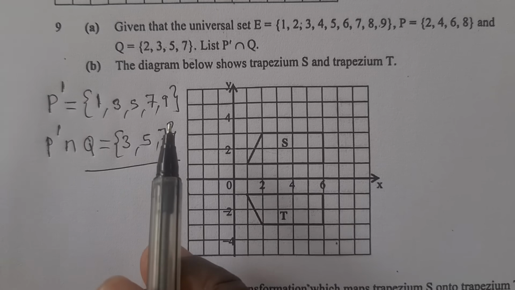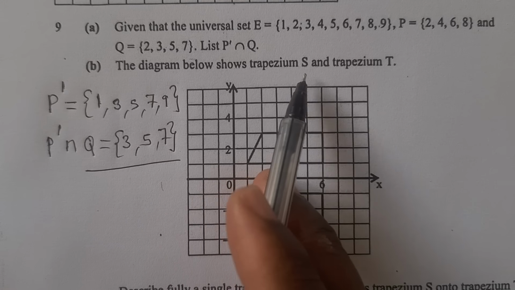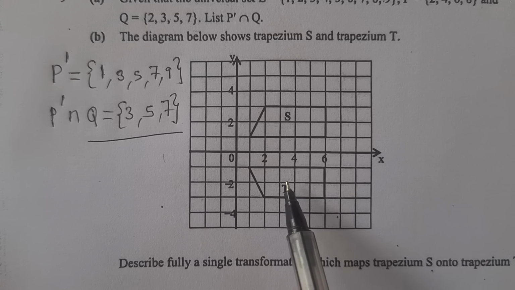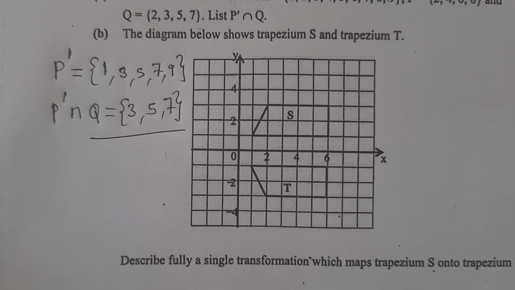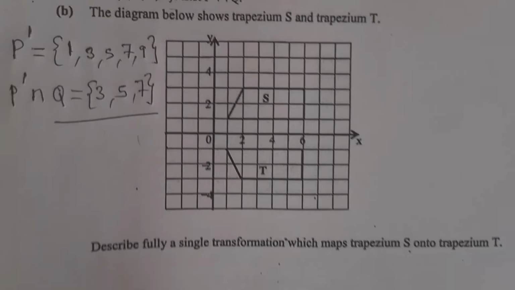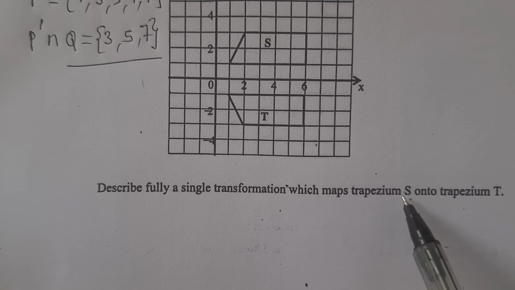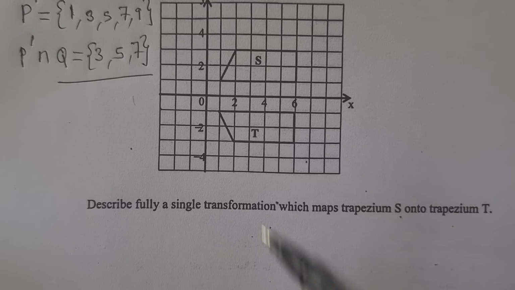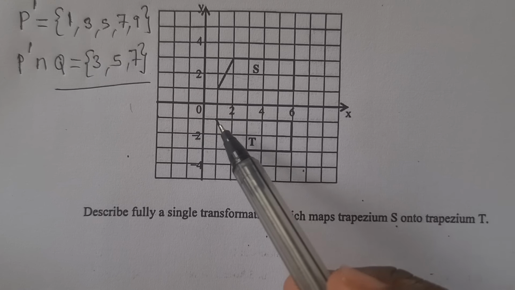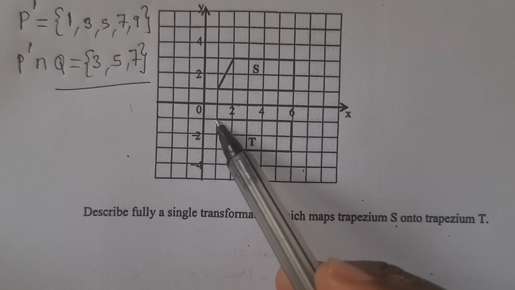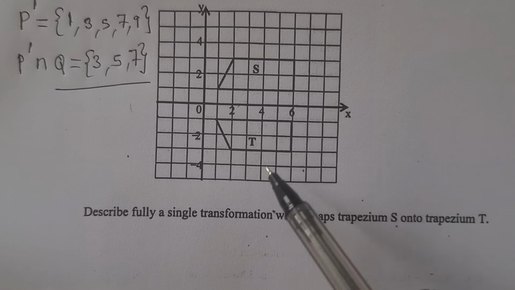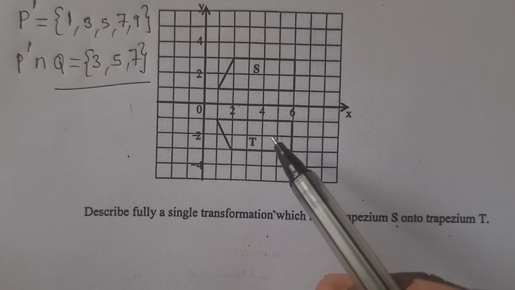We go to the next question. The diagram below shows trapezium S and trapezium T. Describe fully the single transformation which maps trapezium S onto trapezium T. You can see the distance from here to here is the same. This corner, this corner, this corner, this corner, and the distances are the same from each side or each corner.